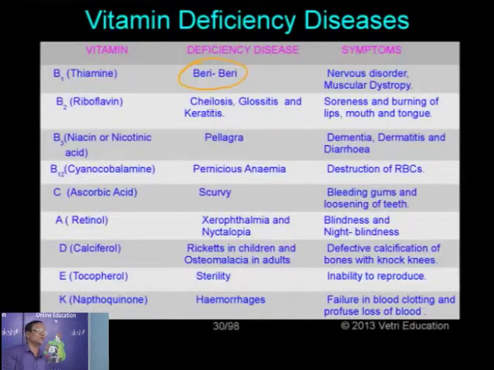Then we have muscular dystrophy. When you use the word dystrophy, there is some sort of degeneration or non-functioning of the muscles. That is called muscular dystrophy. So B1, beriberi, the name of the disease.